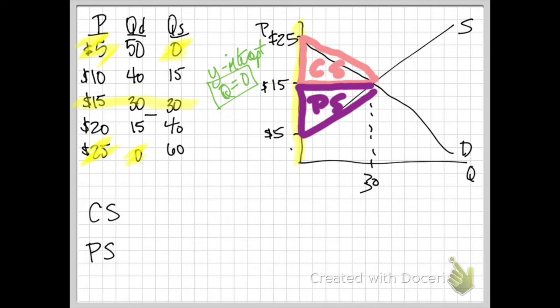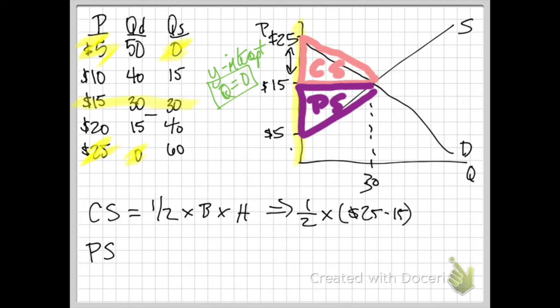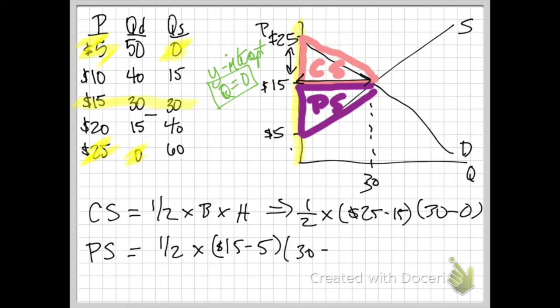To do our math, remember, it's just the area of a triangle, which is 1/2 times the base times the height. So for consumer surplus, it's 1/2 times the base here, 25 minus 15, and then the height is 30 minus 0. I'm not going to keep going with that. You should be able to work this out. You need to practice. If you want to follow up, make sure you got your answers right, please email me. You'll do the same thing for producer surplus, so it would be 1/2 times 15 minus 5, and then once again, the 30 minus 0.